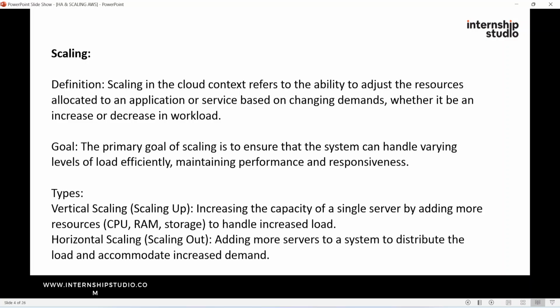Also, we have load balancing as usual. In a busy restaurant, you can see the manager strategically assigns customers to available tables. Similarly, load balancing in the cloud serves a similar purpose by distributing incoming traffic across multiple servers to optimize resource utilization.